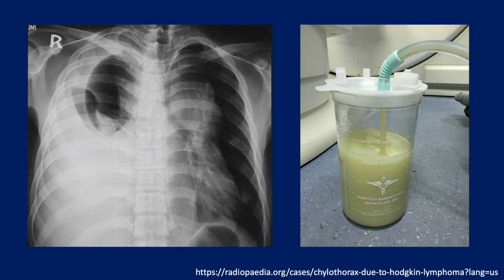This image shows the chylothorax due to Hodgkin's lymphoma. The chest X-ray shows a moderate right-side effusion, anterior mediastinal mass with midline shift. And on the right image is obviously chyle.